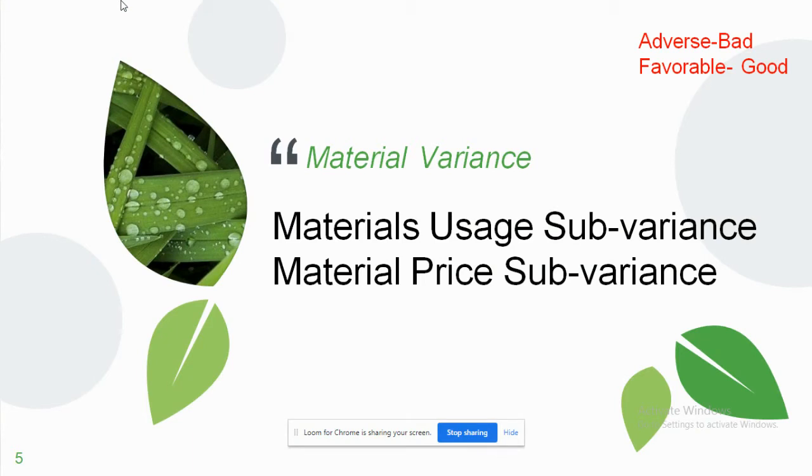Now, the types of variance that we have are material variance and labor variance. Then we have overhead variance and sales variance. Starting with material variance, it has two sub-variances. That's the material usage sub-variance and the material price sub-variance.